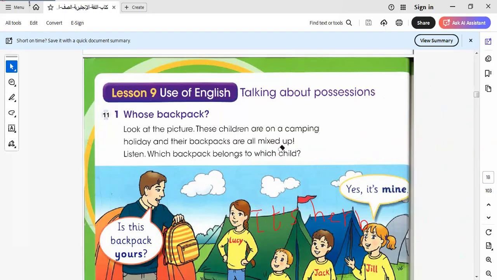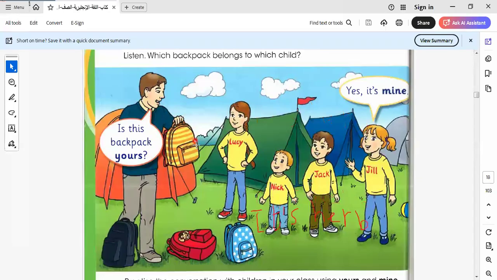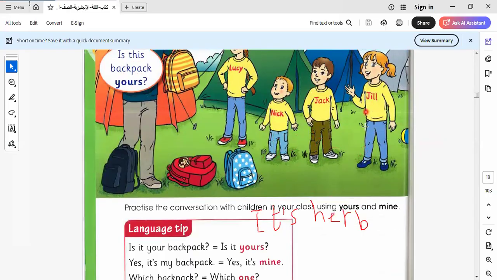Here in this picture, we have children camping and spending a holiday. And here is the guide who is telling them things. Is this bag yours? We say here, yes, it's mine. This girl is saying it's what? It's mine. Okay.